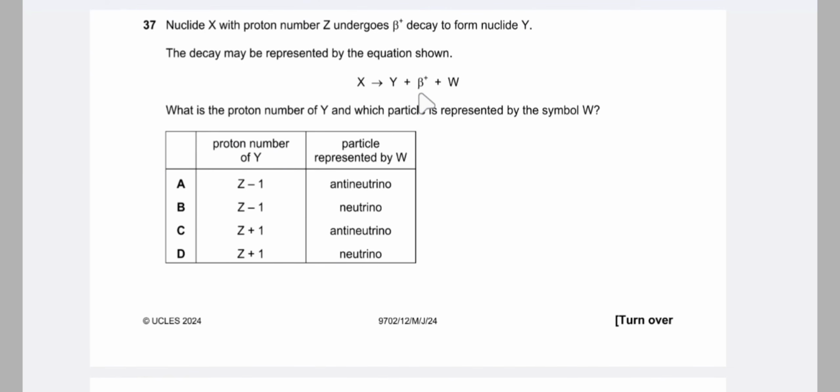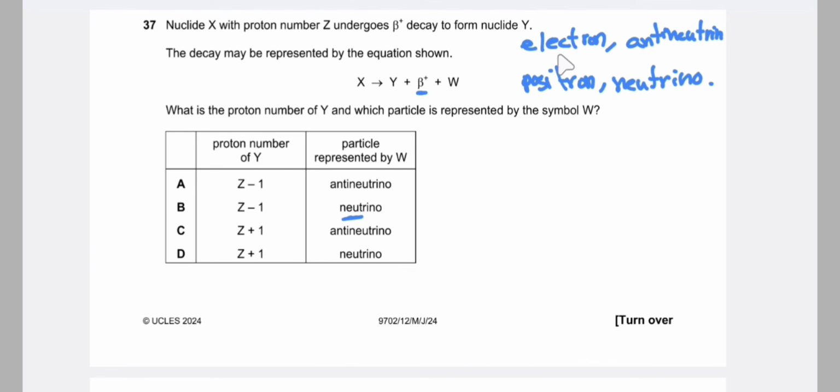Here we can see that this is a beta plus particle, or positron. You have to remember that with an electron, an antineutrino is emitted, and with a positron, a neutrino is emitted. So since a positron is emitted, a neutrino is emitted. So the particle W is a neutrino.